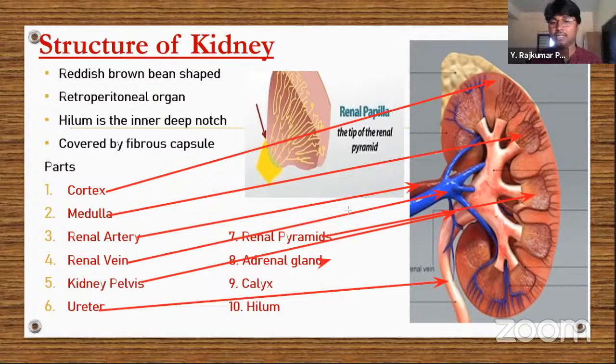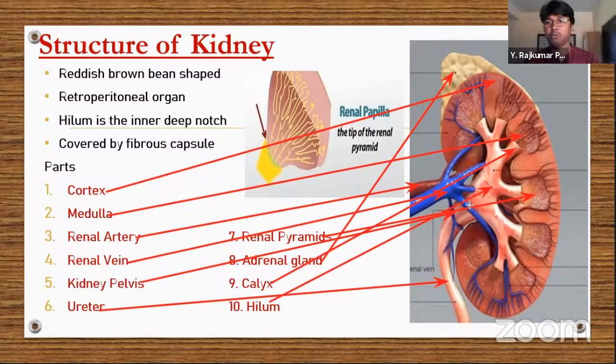There is a gland located just above the kidney called the adrenal gland. Next, calyx. This structure is called the calyx. The branch-like structure which originates from the renal pelvis is called the calyx. And the hilum, just now I told you, is a deep notch in the kidney. These are the different parts of the kidney.